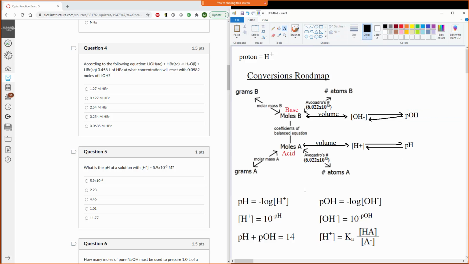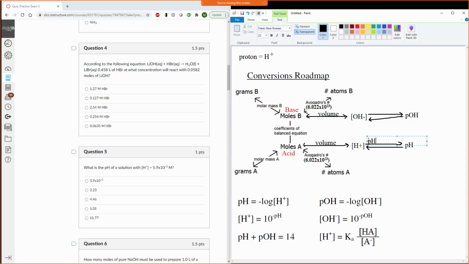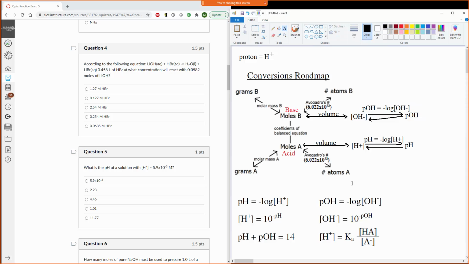And to go this direction, you're of course going to use this equation. The pH equals the minus log of the H plus. And of course here, POH equals minus log of the OH minus. And then to go backwards, if you have the pH and you want the H plus, then you're going to use this equation, H plus equals 10 to the negative pH.